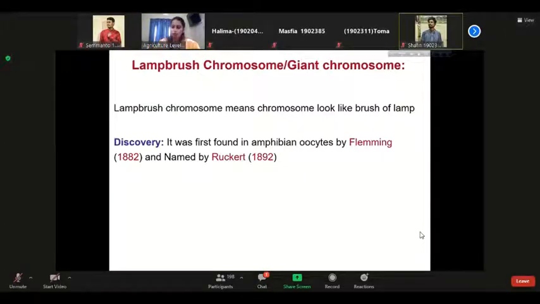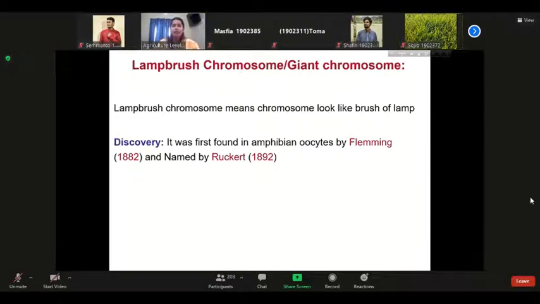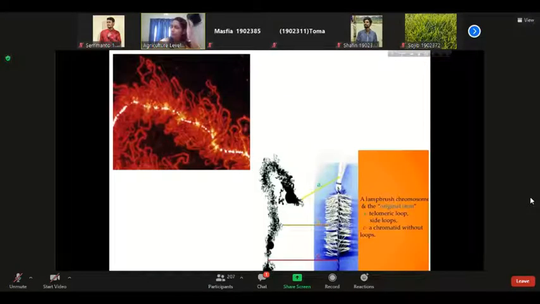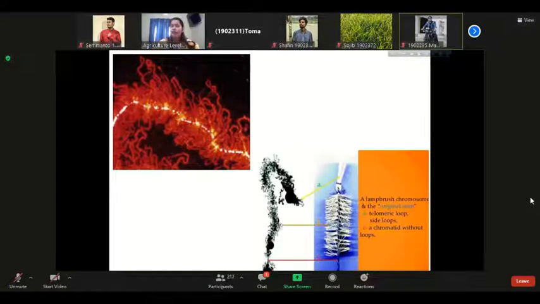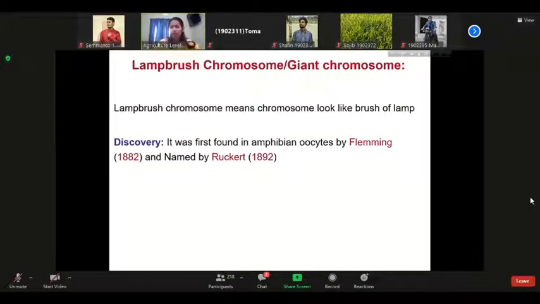So the chromosomes which look like a brush can look like a bottle brush, you know how a bottle brush looks, or the brush for cleaning a lamp. This is also a special type of chromosome, because we know a chromosome normally has two strands with the genetic constituent, but if a chromosome looks different from the karyotype, it's called a special type of chromosome. This chromosome is actually huge, very big and large. That's why it is sometimes also called a giant chromosome, because of its very big size compared to the normal chromosome.